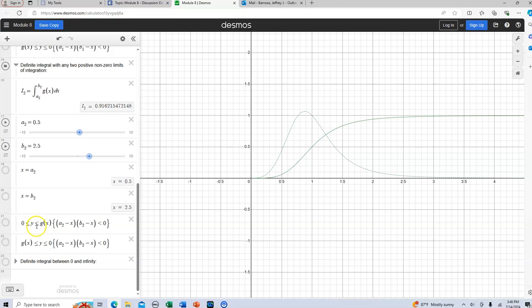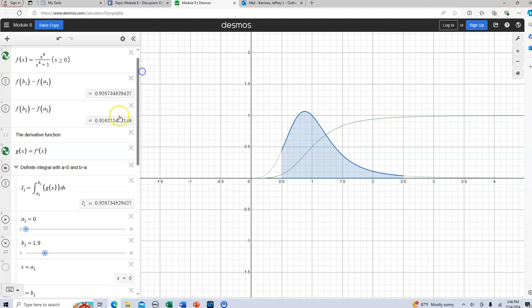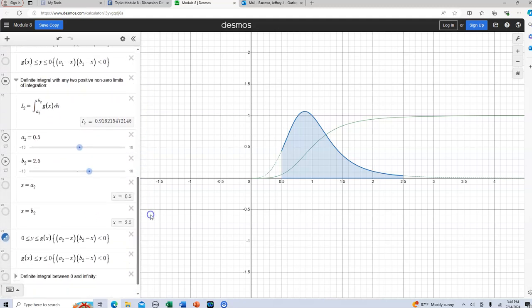And then we'll turn on the shading again for the portion where the function is above the x-axis. And again, this will shade from a2 to b2, and it'll give us a value of the definite integral. And one more time, if you want to go back up here and take a look at f of b2 minus f of a2, notice that you have some commonality in that numerical value.